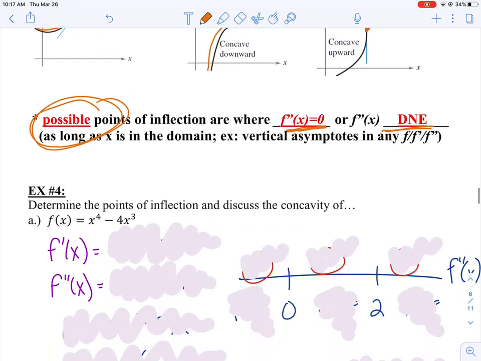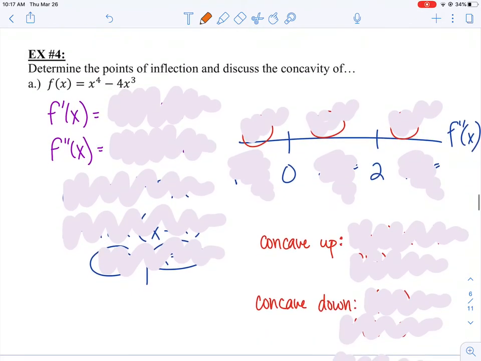Okay? Let's try example number 4 real quick. Example number 4 says to determine the points of inflection and discuss the concavity. So we know that concavity is really our second derivative. And if there is a change in my second derivative, a sign change in my second derivative, then we have a point of inflection. So let's go ahead and find those two things. Before we can find out concavity, we've got to figure out our second derivative. So pause the video, find your first derivative, find your second derivative, and see if you get the same thing I do.